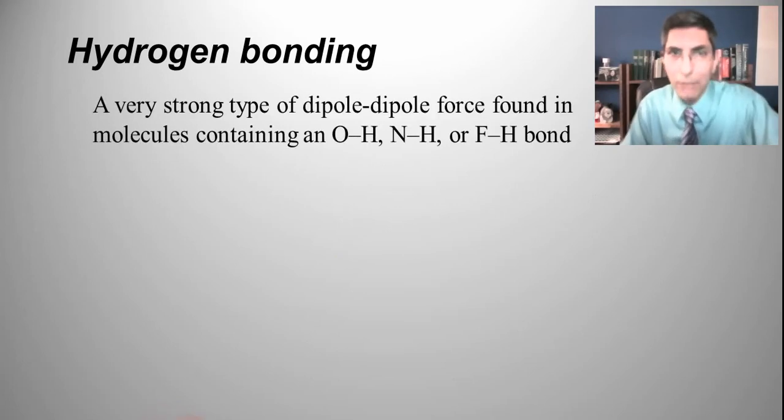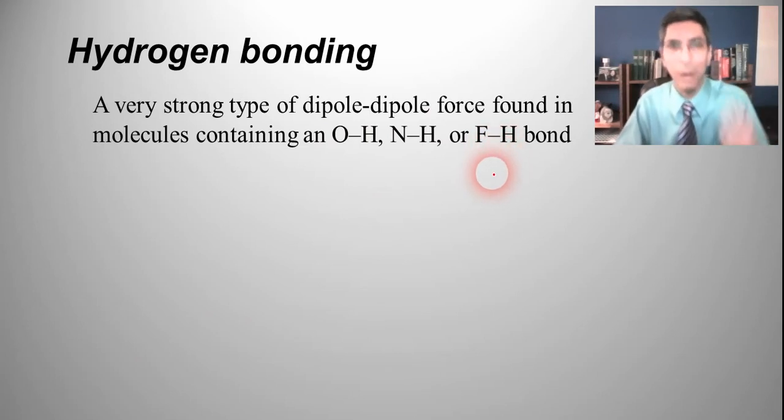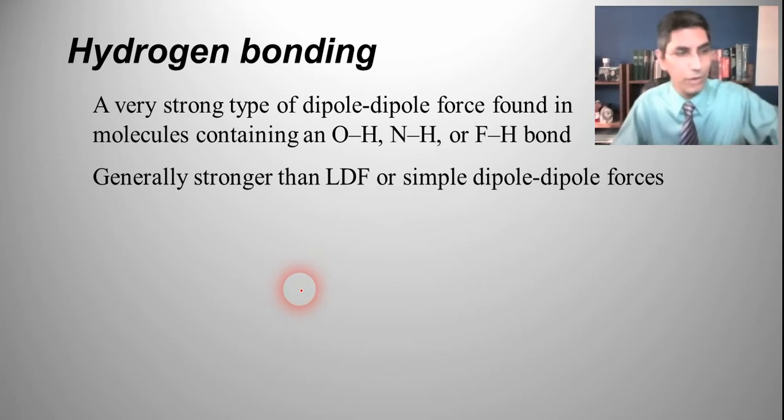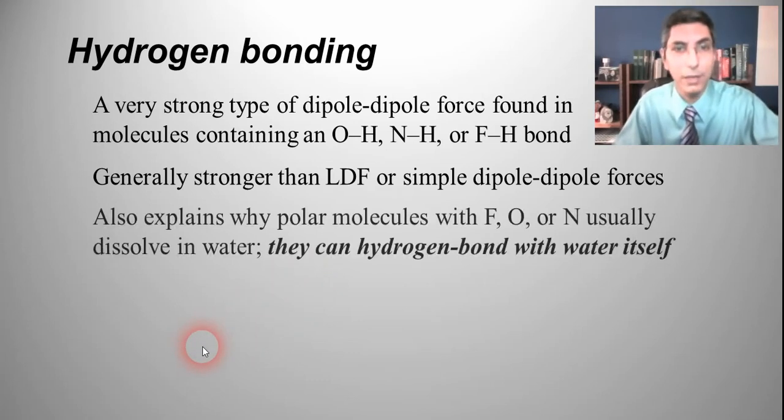Now, a hydrogen bond, very simply defined, is just a very strong type of dipole-dipole force that's found in molecules that contain this oxygen-hydrogen bond, this nitrogen-hydrogen bond, or the fluorine-hydrogen bond. And so if you have those bonds in a molecule, it's safe to say that there's going to be hydrogen bonding taking place there. Now, normally, hydrogen bonds are stronger than London dispersion or the simple dipole-dipole forces that we talked about in the last video.